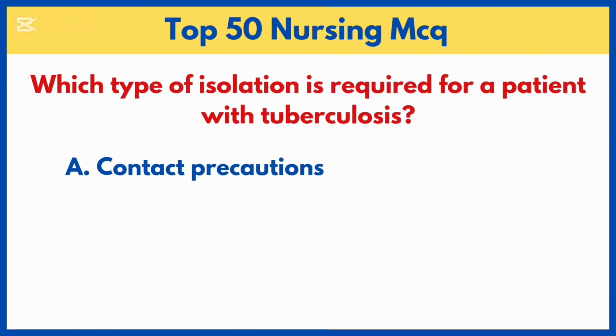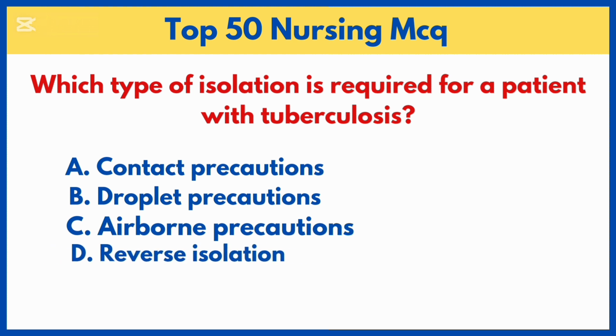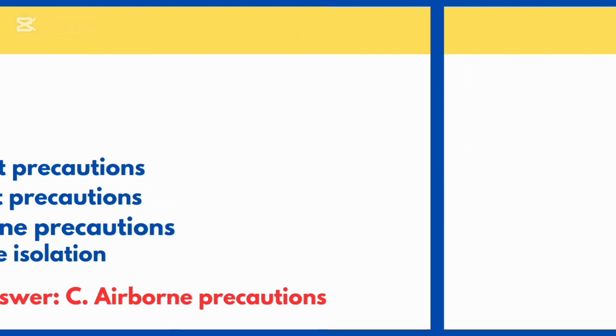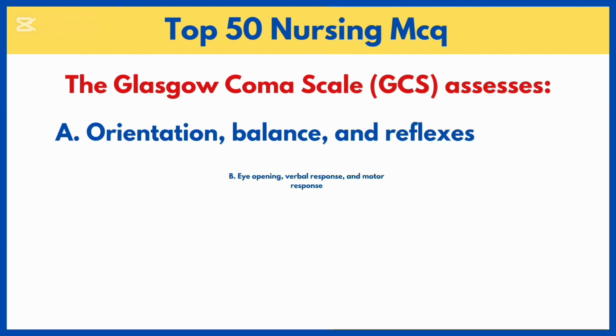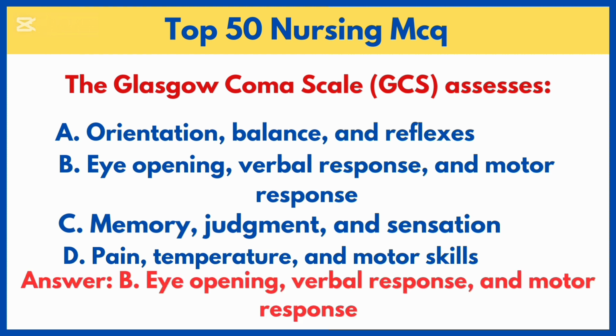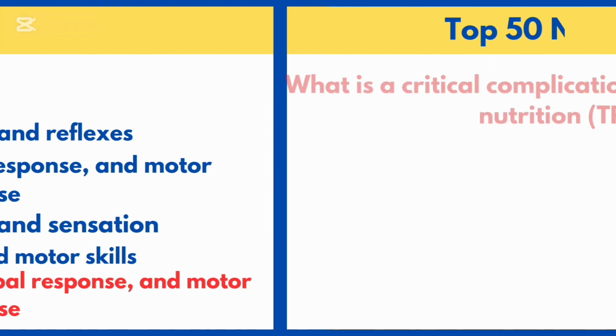Which type of isolation is required for a patient with tuberculosis? Correct answer is option C, airborne precautions. The Glasgow Coma Scale assesses. Correct answer is option B. Eye-opening, verbal response and motor response.